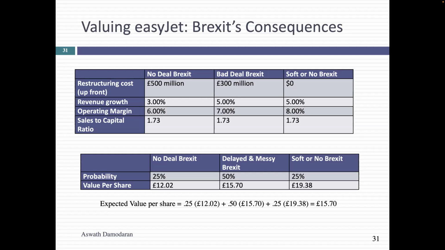But to complete this, you have to attach probabilities. If you do scenario analysis, go the distance. Don't just do scenarios. There are 15 scenarios. My value is different under each scenario. That's nice, but tell me which scenarios are the most likely ones, which are the least likely ones. Attach some probabilities. In this case, I attached 25% probability to no deal, 50% for delayed, and 25% for soft, and I got an expected value across the 3 scenarios.